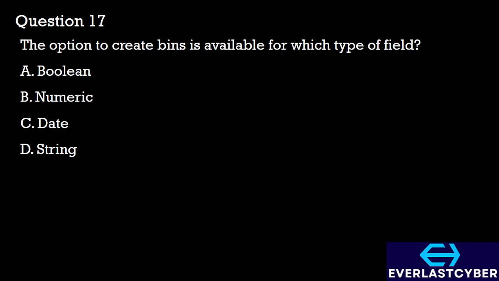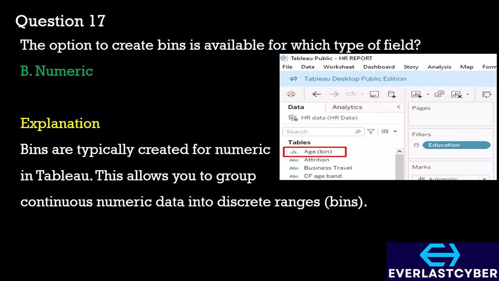discrete ranges or bins. For instance, you can create bins to group sales figures into ranges such as from $0 to $100 or even age groups. In option C, although you can create date ranges, bins are usually created for numeric values, not directly for date fields. And in option D, string fields represent text and cannot be binned because they do not have any numeric continuity to group into ranges. So our answer here is option B.